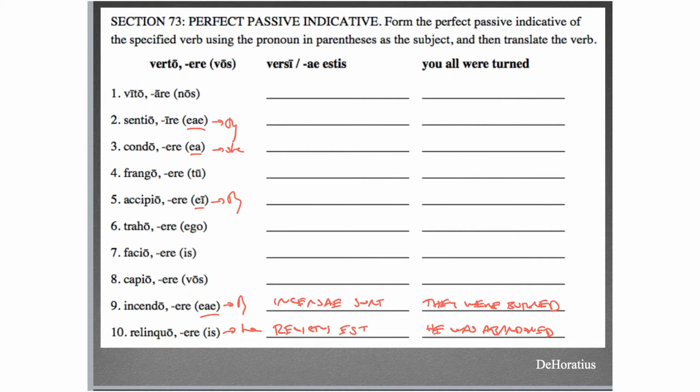For number 10, let's say it was the king was abandoned, right? I'm just going to draw on the exercise here. Rex relictus. Right, rex is still masculine singular. Relictus as an us adjective has to use that us for the masculine singular, even though rex doesn't use that for its masculine singular. So you will have some ending difference depending on the declension of the noun.